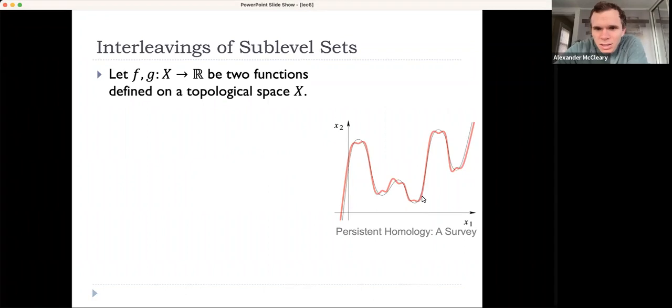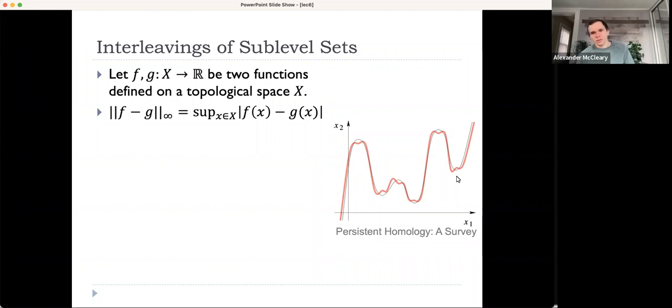So in this example here, f and g are just two functions from the reals to the reals. These are just the usual type of function you'd see in a calculus class or algebra class. So in this case, our topological space X is just the reals, but it can be any more general topological space as well.